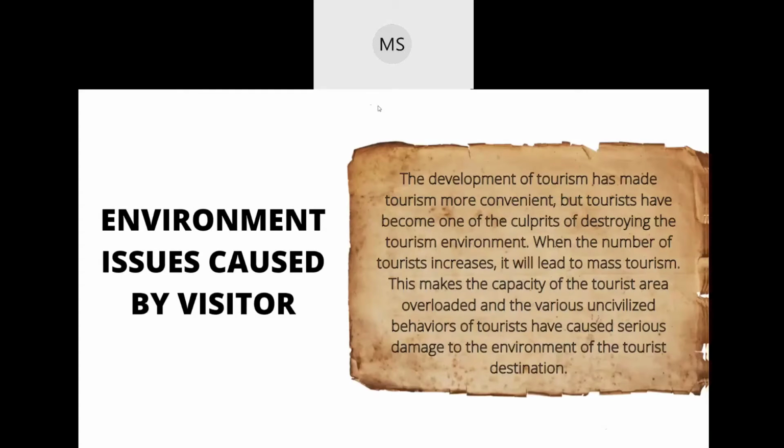Okay, now I will present about the environmental issues caused by visitors. The development of tourism has made tourism more convenient, but tourists have become one of the culprits of destroying the tourism environment. When the number of tourists increases, it will lead to mass tourism. This makes the capacity of the tourist area overloaded, and the various uncivil behaviors of tourists have caused serious damage to the environment of the tourist destination.